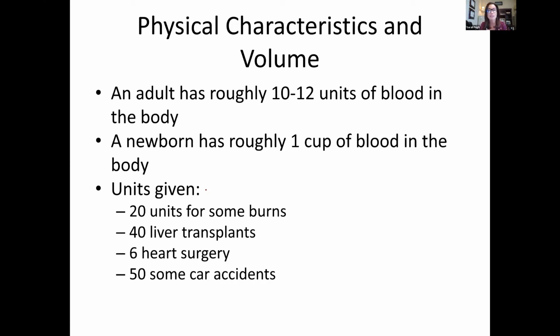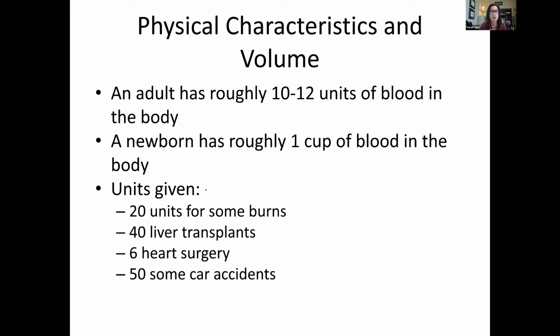A newborn has only about 1 cup of blood. So it does not take much for a newborn to become dehydrated or to lose too much blood volume. So this is why it is so important that we make sure that for newborn babies that they are having wet diapers, that they're going to the bathroom, they're not getting dehydrated.